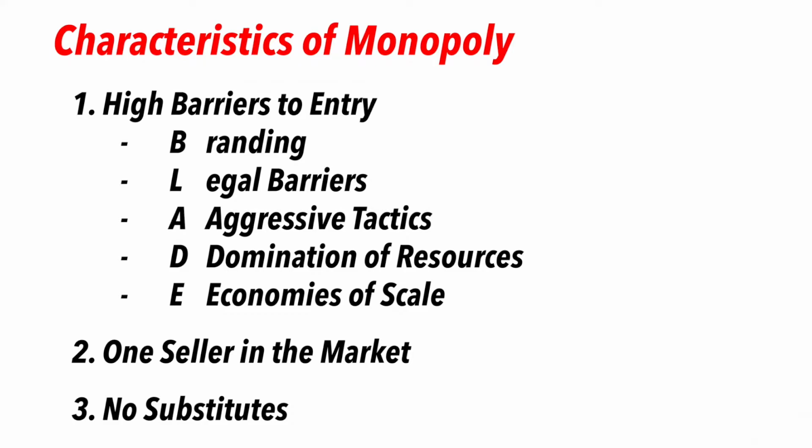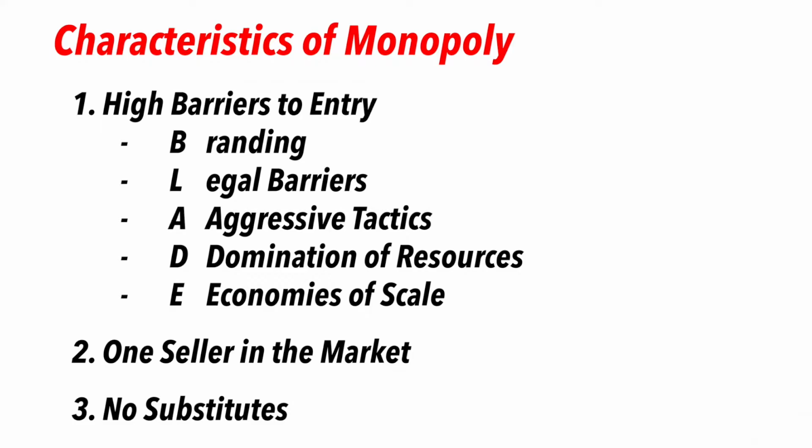Starting off with B for branding, a monopolist must create a unique image or name of their product. Examples of this may include Coca-Cola, Pepsi, and others, because if new firms of soft drinks were to produce products, it could be unrecognizable to the market, which would make it difficult for them to enter.